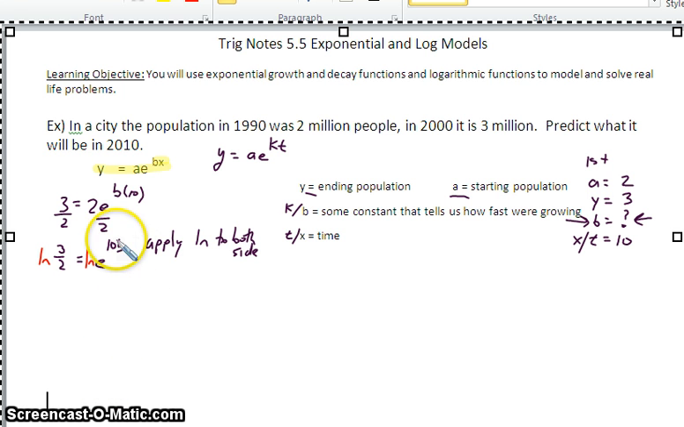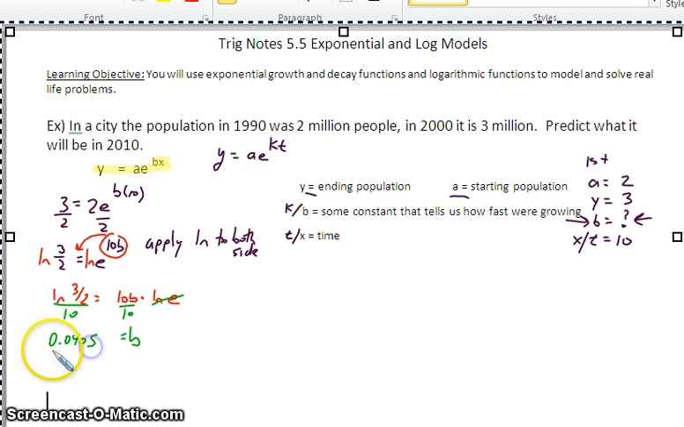Now that will allow me to take my exponent and write it as a coefficient. So the natural log of 3/2 equals 10b times the natural log of e. Now remember, we said the natural log of e is 1, so it's not really there. We divide by 10, and we're going to find that b will be equal to 0.0405. We'll round to 4 decimals for our b here. So let's kind of keep that in mind as a rule of thumb. Round to 4 decimals.